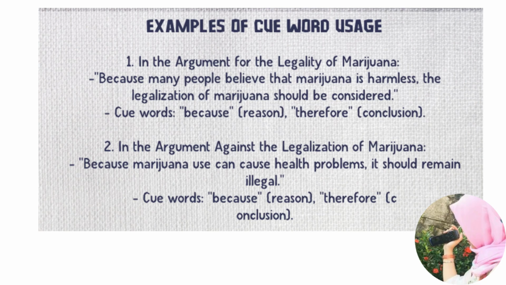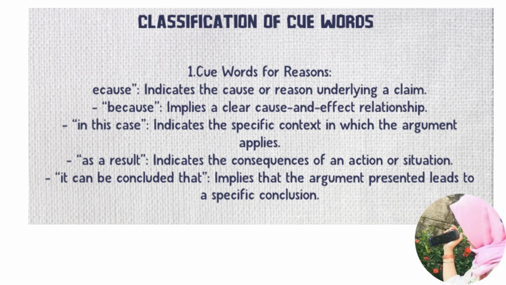In the argument against the legalization of marijuana, the sentence is: "Because marijuana use can cause health problems, it should remain illegal." The keywords here are still the same. For the reason, use the keyword "because," and for the conclusion, still use "therefore" as the keyword. So that's the example.